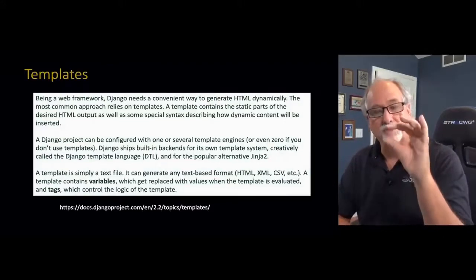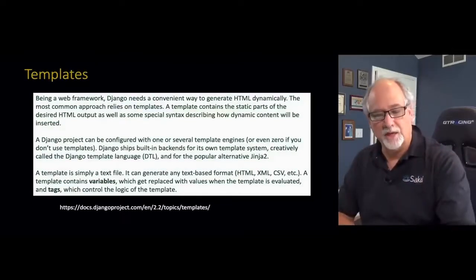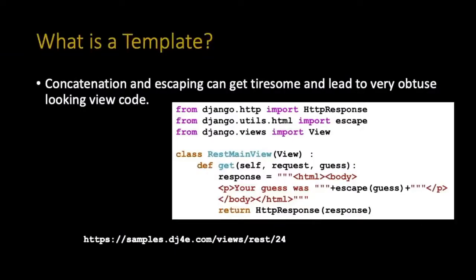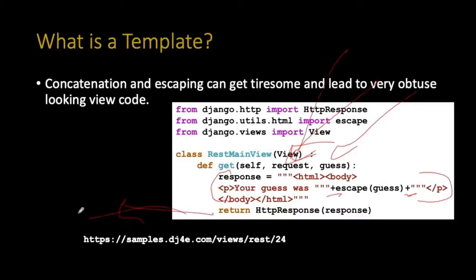The difference is, instead of writing Python code to concatenate a bunch of things together, we are going to use a template engine. This is the kind of stuff that we've been doing all along. We have a view class, RestMainView, that extends View. In comes perhaps the request object, and then maybe even another parameter. That's not changing. What we're doing here is using concatenation, these little plus signs, and escaping, and then we are sending back a response. What comes in as a request and what goes back as a response, we're still going to do that.